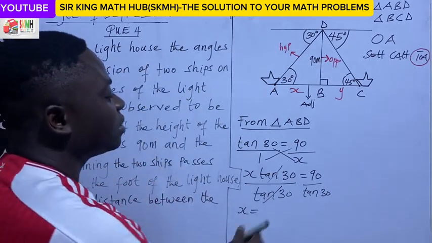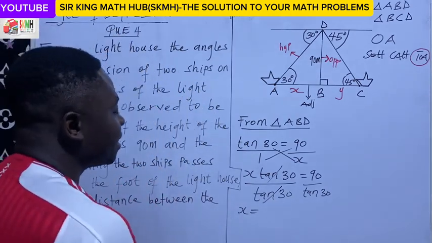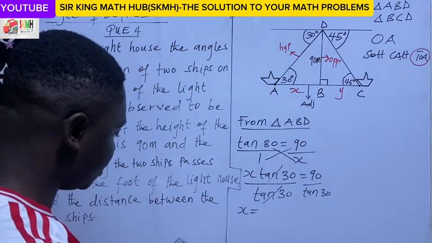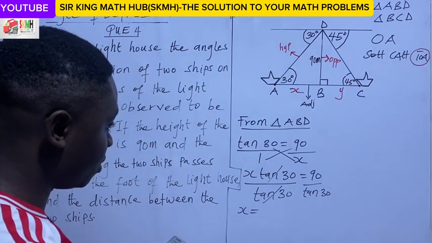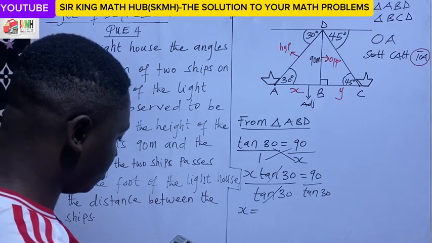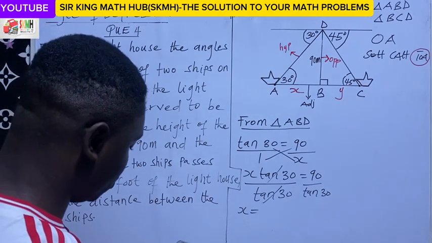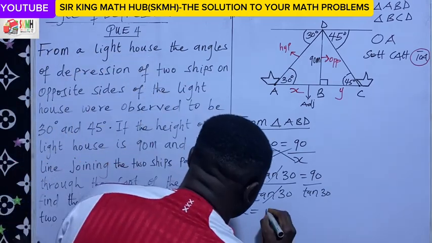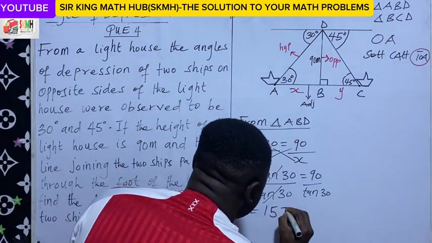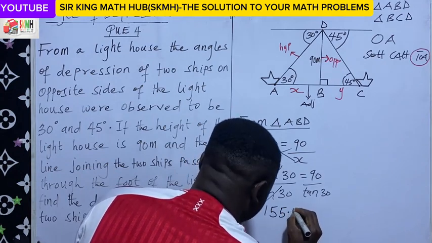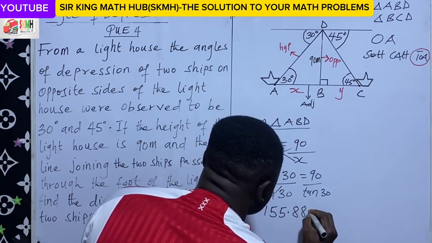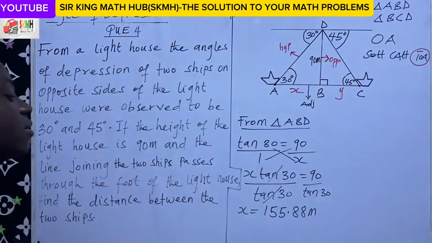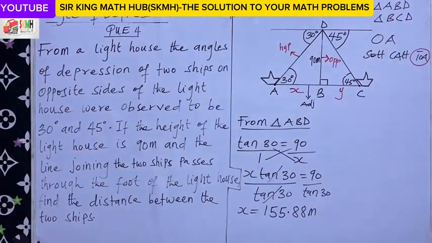90 divided by tan 30. From our calculator, 90 divided by tan 30, to two decimal places, I'm getting 155.88 meters. So that is for x.